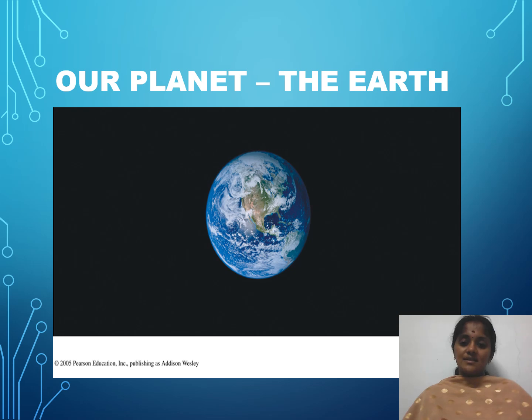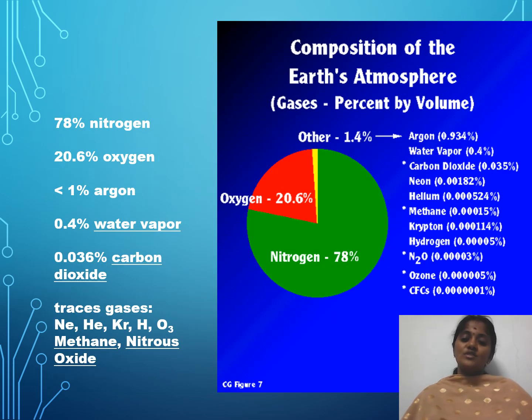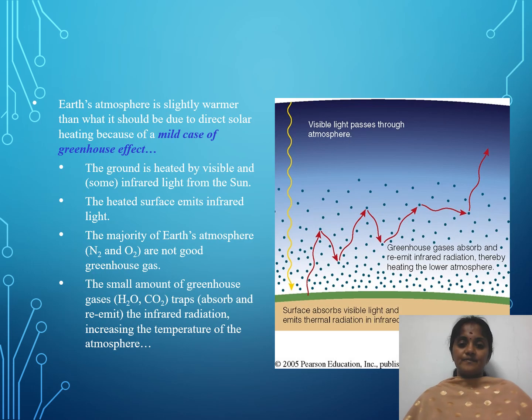Our planet, the Earth. The composition of Earth's atmosphere is found to be 78% nitrogen, 20.6% oxygen, less than 1% argon, 0.4% water vapor, 0.0636% carbon dioxide, and trace gases such as neon, helium, krypton, hydrogen, ozone, methane, and nitrous oxides.